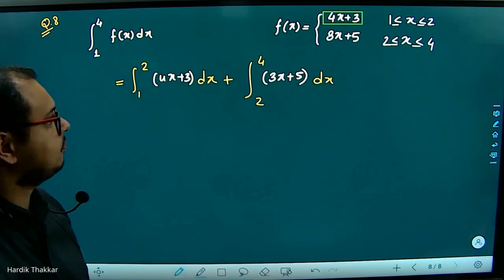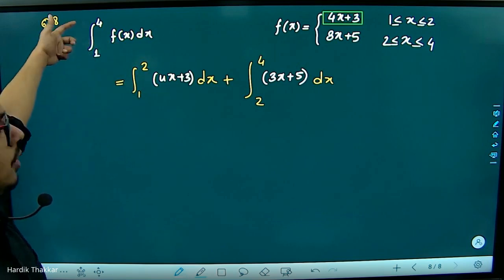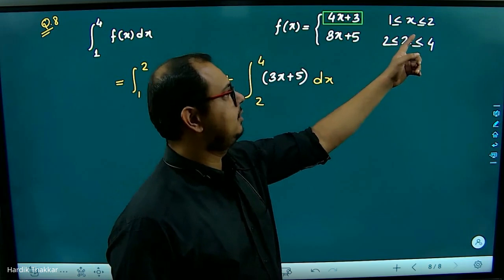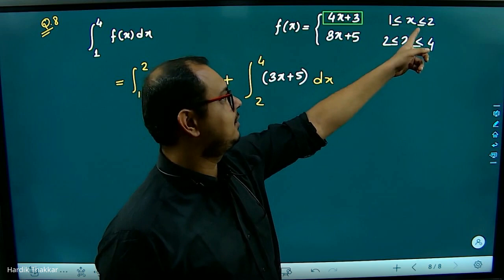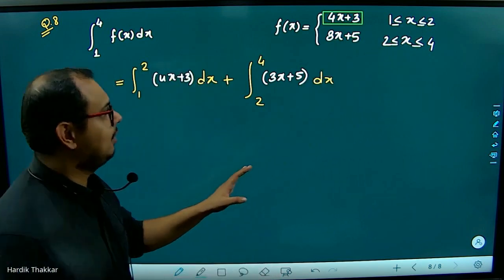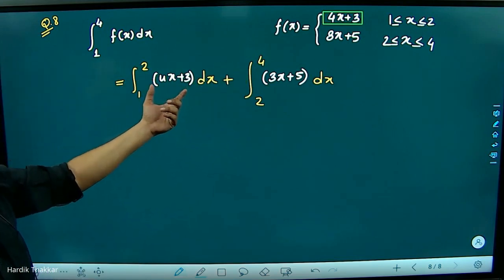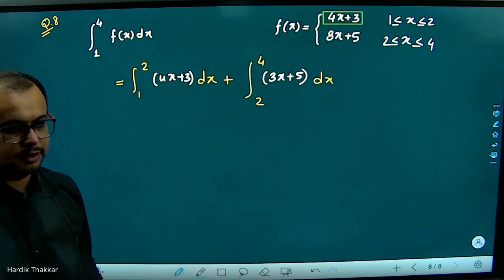Sir, I have done that when I'm starting this. Okay. So for this question, have you understood how we have to integrate this function from 1 to 4? Yes, sir. The function is given like this. Its value is 4x plus 3 when x is in between this, and its value is 3x plus 5 when x is in between this. So we divide the limit from 1 to 2 and 2 to 4 in the two intervals. For the first interval, we will write the upper value, and for the next interval, we will write the lower value. And further, we can solve this question.